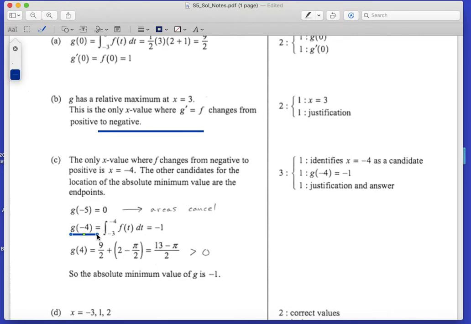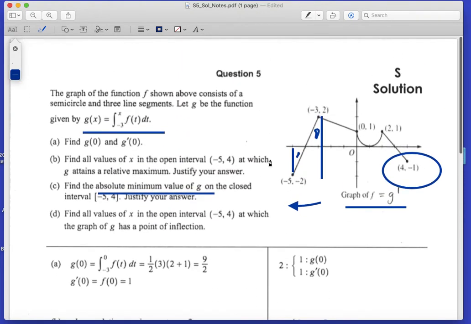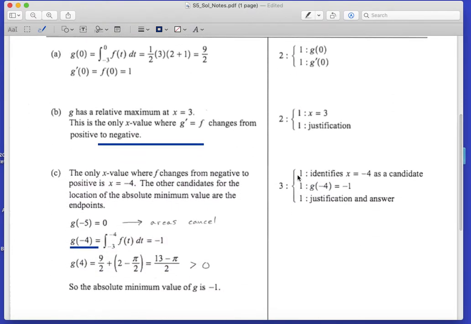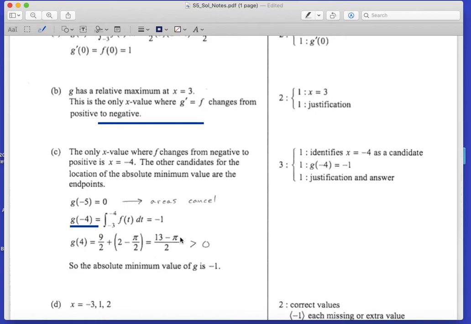This one, g of -4, we have to integrate from -3 to -4. That's just this one rectangle right here, not this one. Okay, that's a negative value. Use the area of a triangle, 1/2 base times height, you get -1.